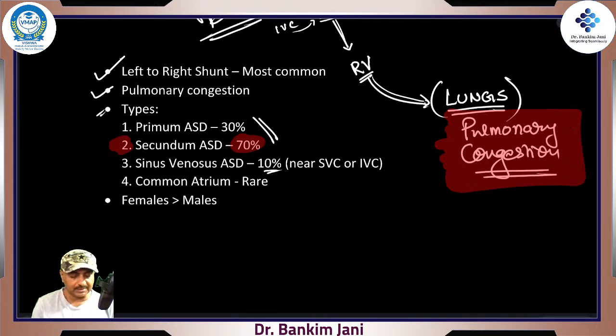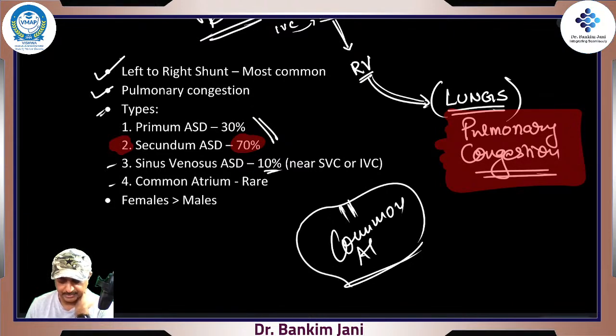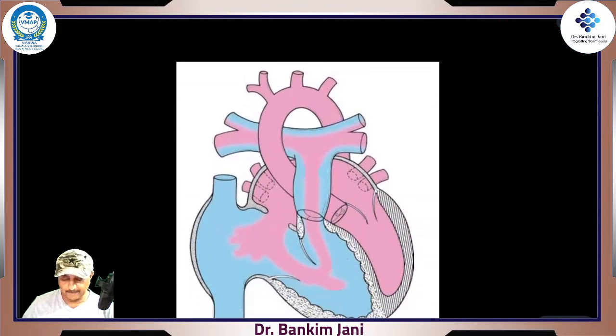Sinus venosus ASD, these are a bit rare. Common atrium is like, this is what really happens. Means primum, secundum fail to develop, or they develop so little that almost the entire space is open. So it is acting like a common atrium, right and left, they both behave like one only. So that is very rare. Well, statistically ASD is more common in females as compared to males, right?